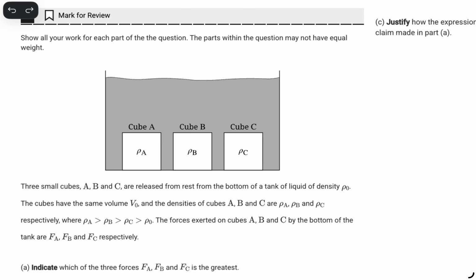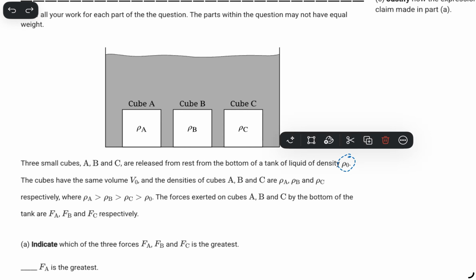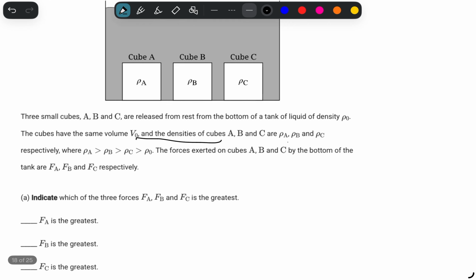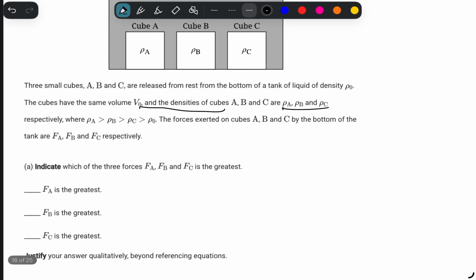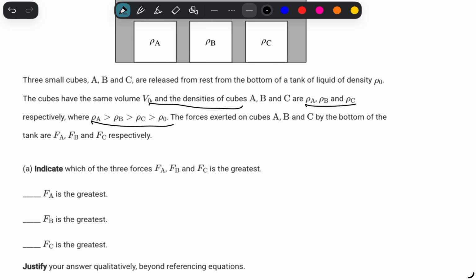In this video, we're going to do a QQT FRQ for AP Physics 1. We have three small cubes, A, B, and C, released from rest at the bottom of a tank of a liquid with some density. All cubes have the same volume, and the densities of the cubes are ranked: the density of A is larger than B, which is larger than C, which is larger than the density of the liquid that they're inside of.